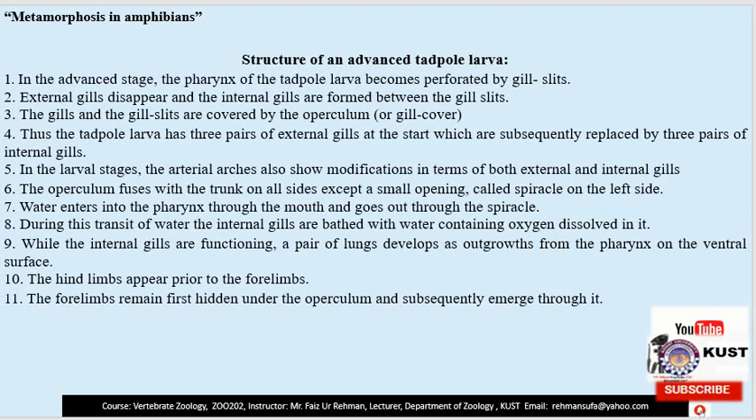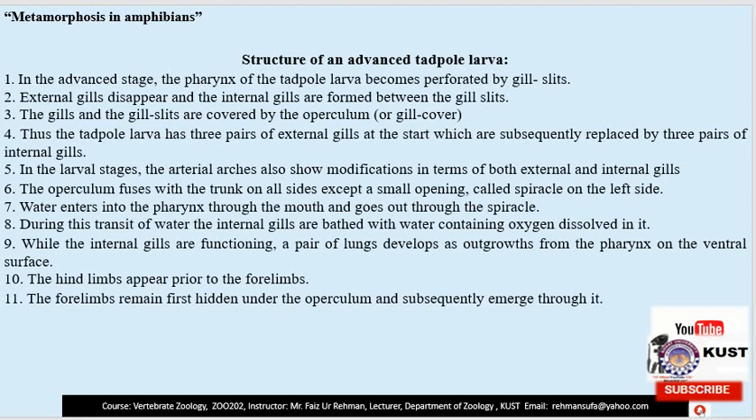Structure of an advanced tadpole larva. In the advanced stage, the pharynx of the tadpole larva becomes perforated by gill slits. External gills disappear and the internal gills are formed between the gill slits. The gills and gill slits are covered by a membrane known as the operculum, or gill cover.